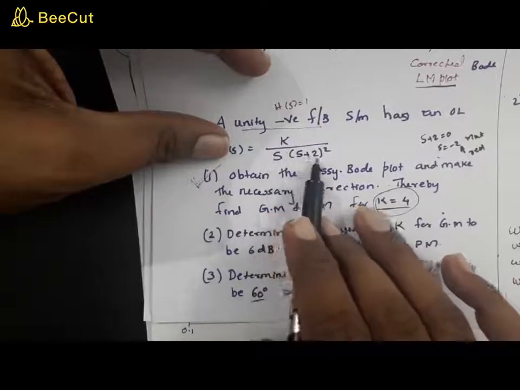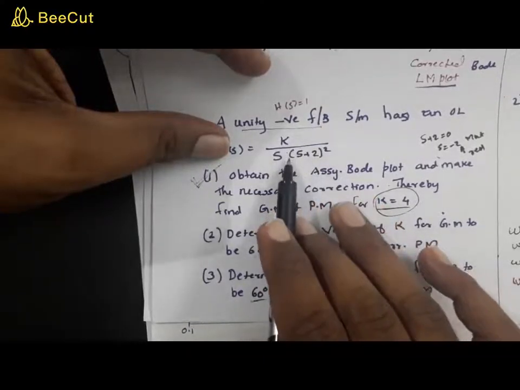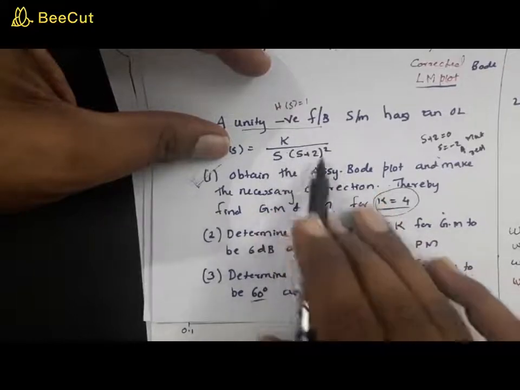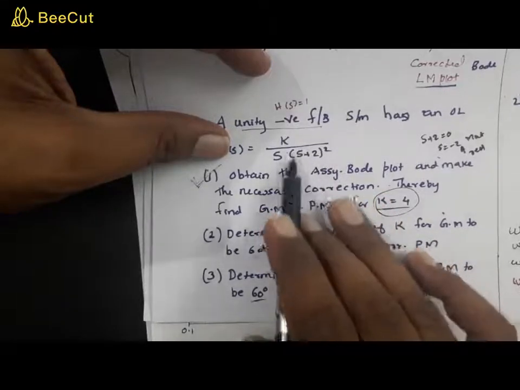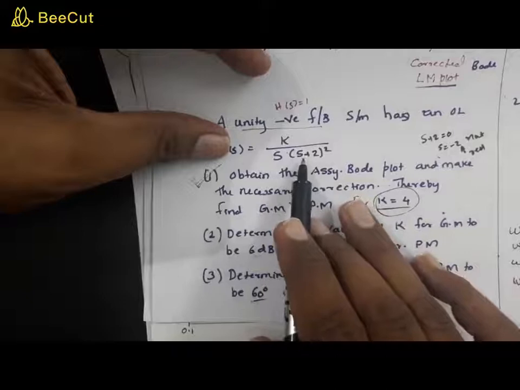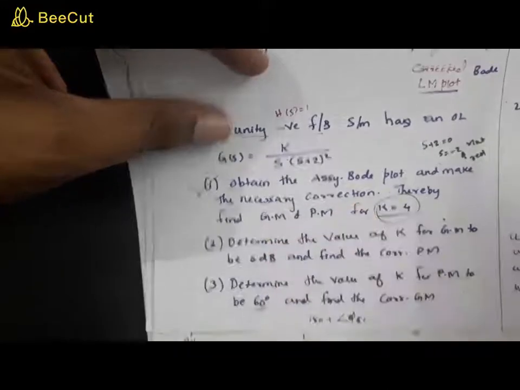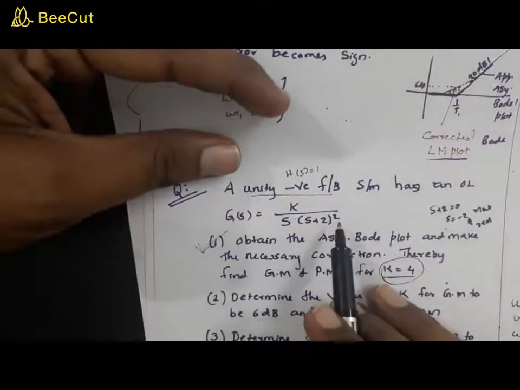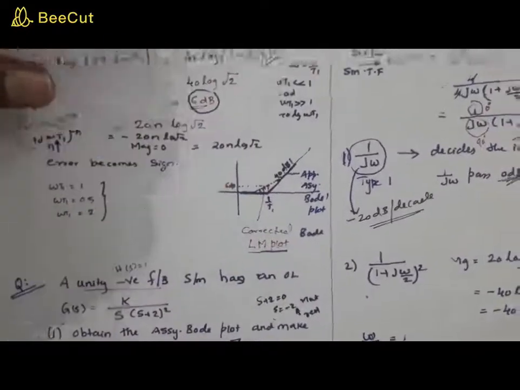So we have just proceeded with (s plus 2) the whole square, and the magnitude that it offers because of this factor is going to be minus 40 dB per decade, which we have seen.